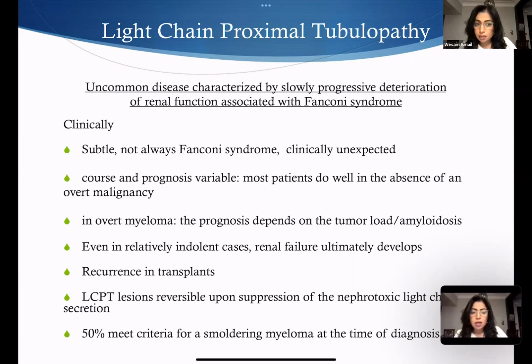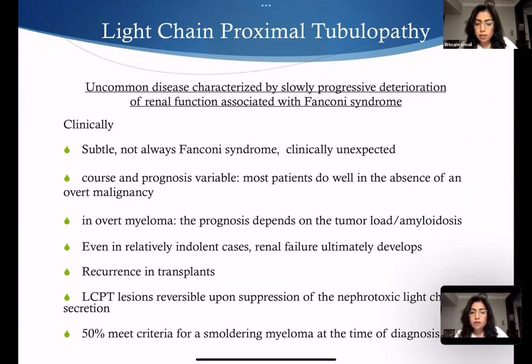Now, this is a relatively recent entity compared to what we know about light chains like MIDD, like amyloid or cast nephropathy, and it's uncommon as well. It's not a common entity. It's characterized by slowly progressive deterioration of renal function, which is usually associated with Fanconi syndrome. Clinically, it's subtle. You don't always have Fanconi syndrome, and it's clinically unexpected. We just do not suspect it at all. Its course and prognosis is variable.